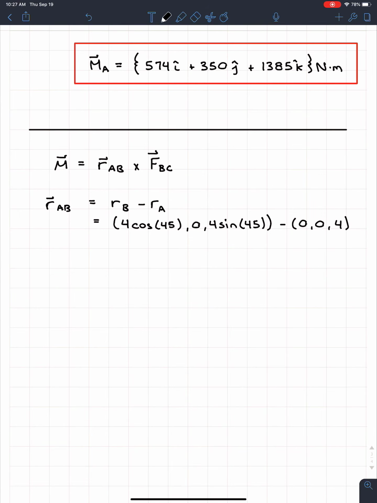So we throw all this in. We get that RAB is going to be equal to, and we're just going to start the vector with the squiggle brackets, 2.8828 in the i direction plus 0 in the j direction, and then minus 1.172 in the k direction. And that will be in units of meters.